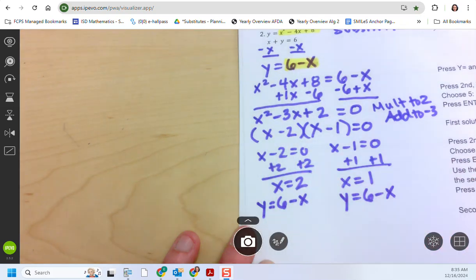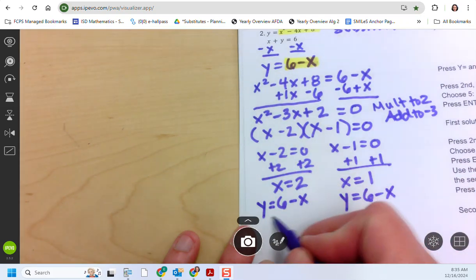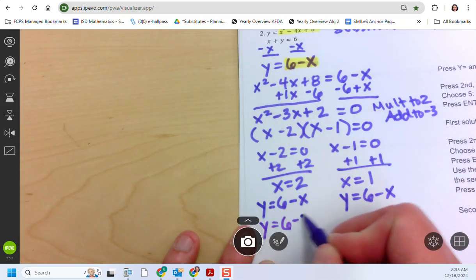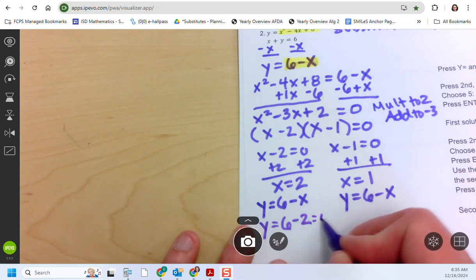Do the same thing for the other one. This time x is 1, so 6 minus 1 is 5. And this point is x is 1 and y is 5.